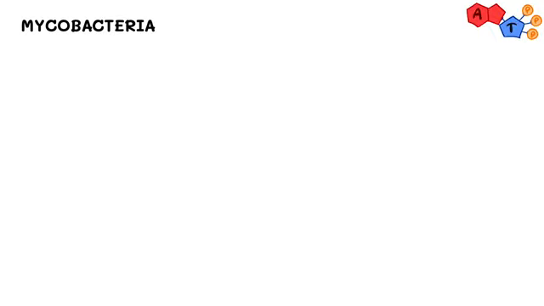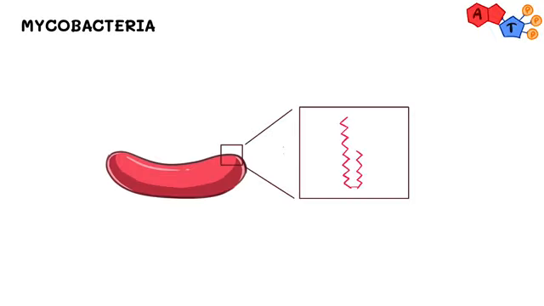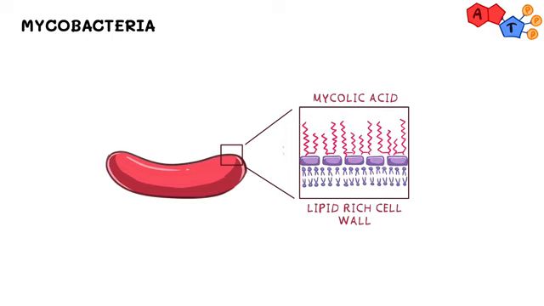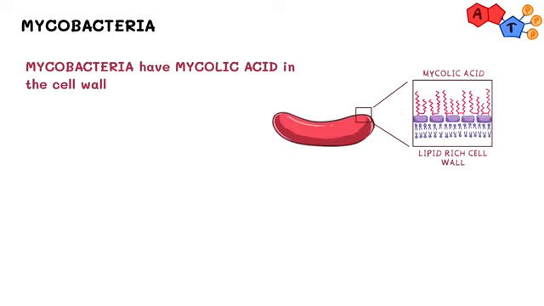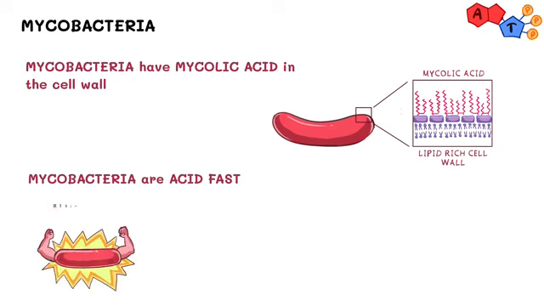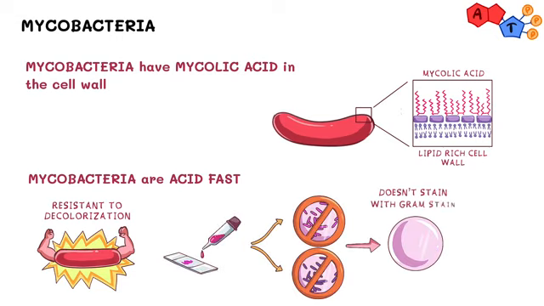It's called Mycobacteria because it contains a unique substance in its cell wall called mycolic acid. Mycolic acid contains lipids, making the cell wall of the bacteria a lipid-rich cell wall. Mycobacteria are also called acid-fast. This is because they are resistant to decolorization by acid after staining with carbolfuchsin. Therefore, they gram stain poorly.